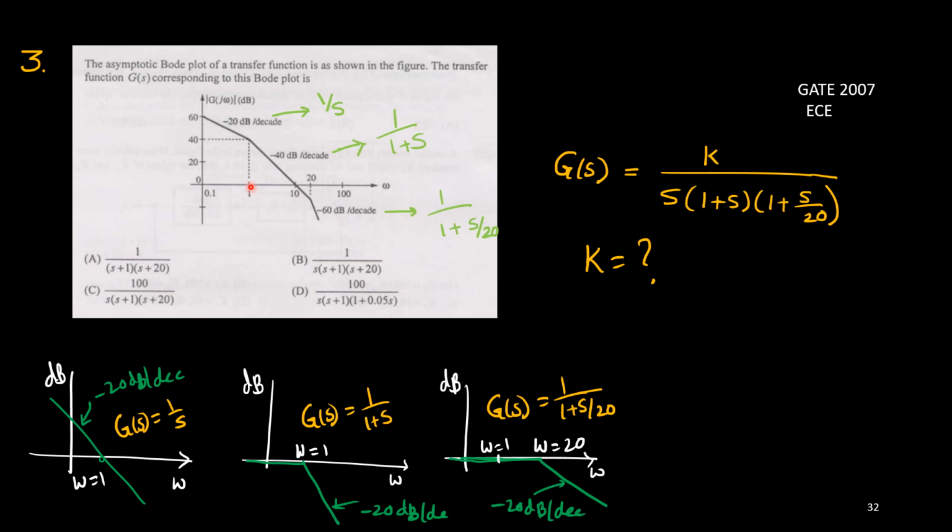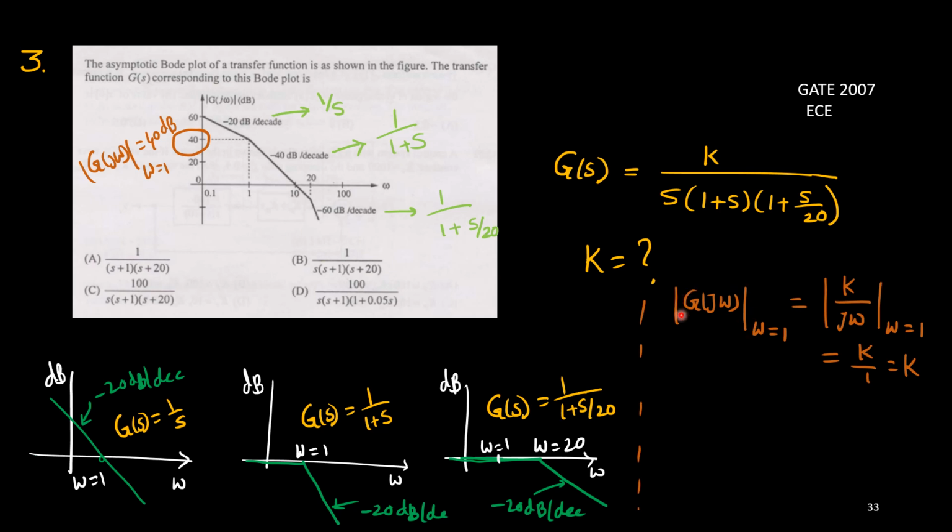Similarly at omega equal to 1, the pole at origin will contribute, but the others will not, because their contribution is approximately 0, perfectly 0. So at omega equal to 1 as well, only the pole at origin will contribute. The pole at s equal to minus 1 will not contribute, and the pole at s equal to minus 20 will also not contribute. So I can ignore their contribution. I can imagine that the gain function G(s) is simply K upon s. If I want to find the approximate magnitude at omega equal to 1, its magnitude is given as plus 40 dB. That information I can use.